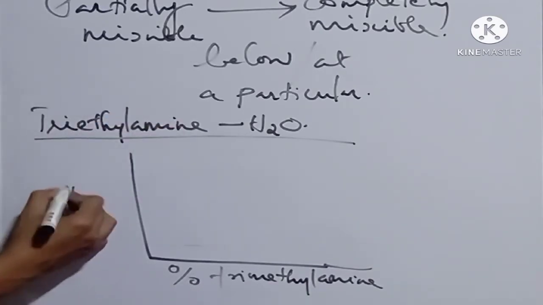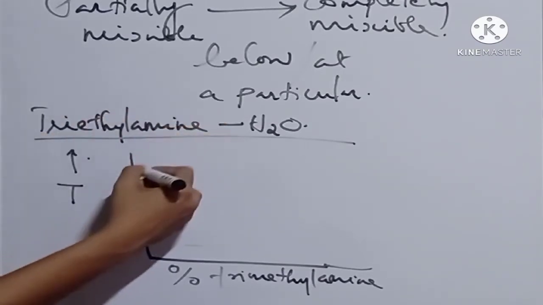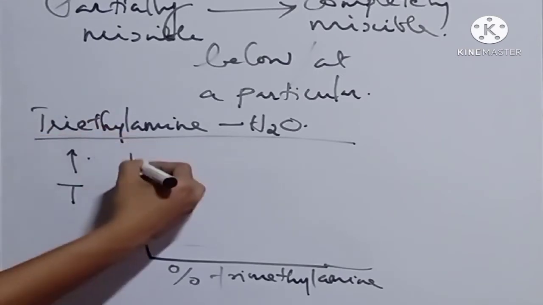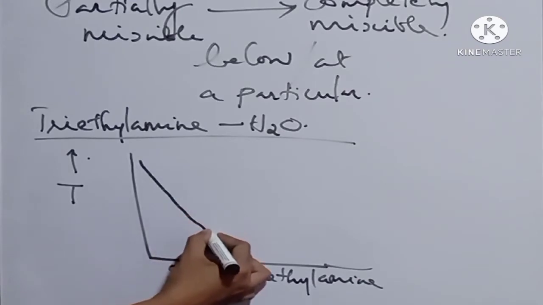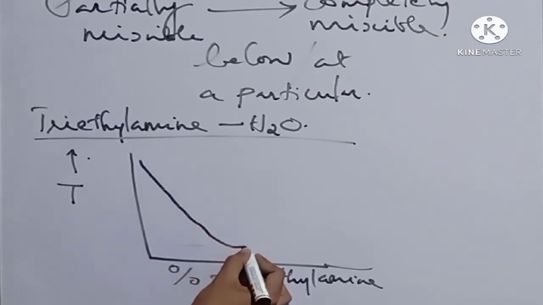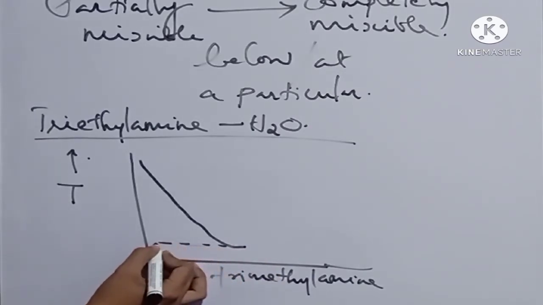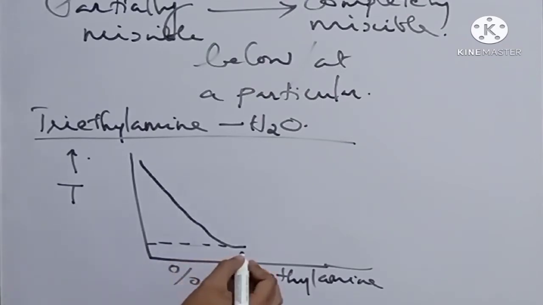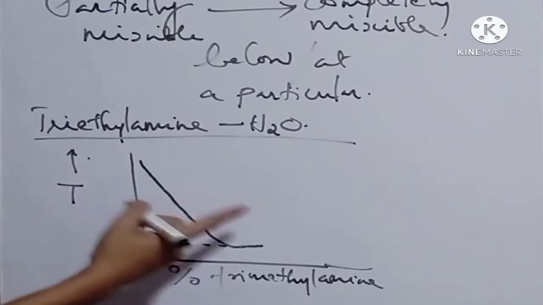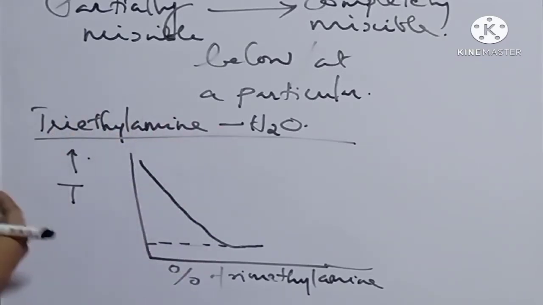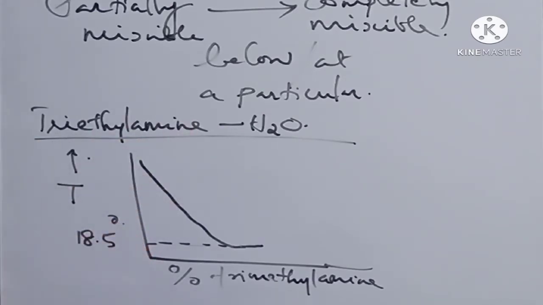And miscibility temperature is marked in the y-axis. First of all, these liquids exist as partially miscible liquids, but when temperature decreases, their miscibility increases. So at a particular temperature, these two liquids become completely soluble. So at this temperature, trimethylamine and water are completely soluble, and the lower CST value of trimethylamine water is about 18.5 degrees Celsius.